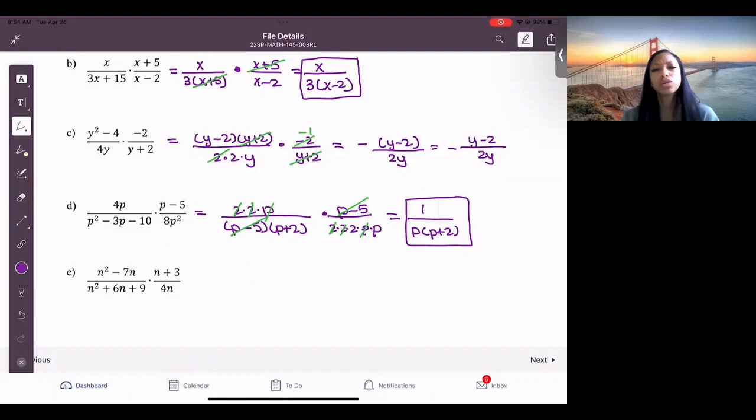All right, just a quick little note. Oftentimes I have students ask me, for the final answer, should they keep that denominator, P times P plus 2, in factored form, or can they distribute and write it as P squared plus 2P? Either way is acceptable. You can stop here, or you can take it one step further and write it as 1 over P squared plus 2P if you want.